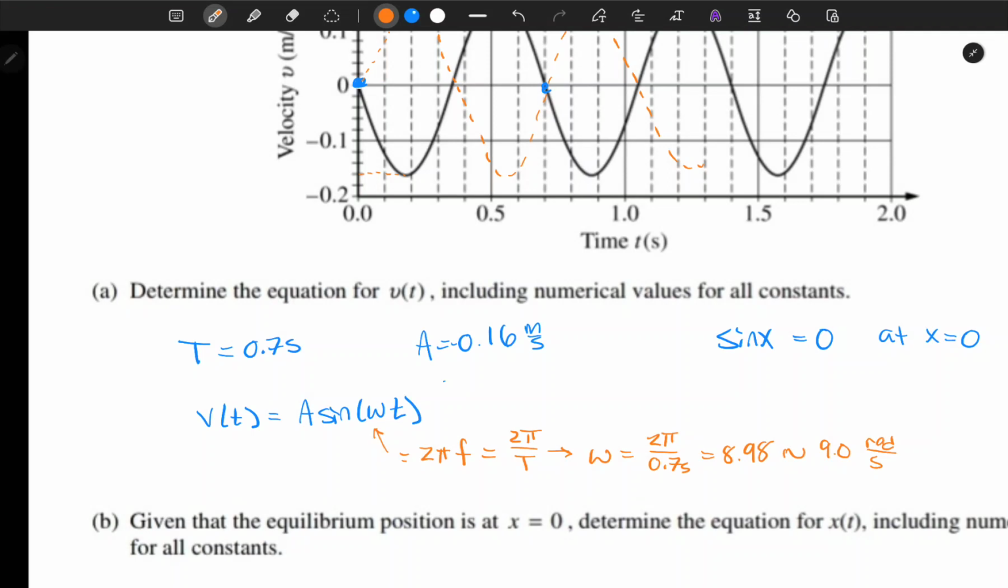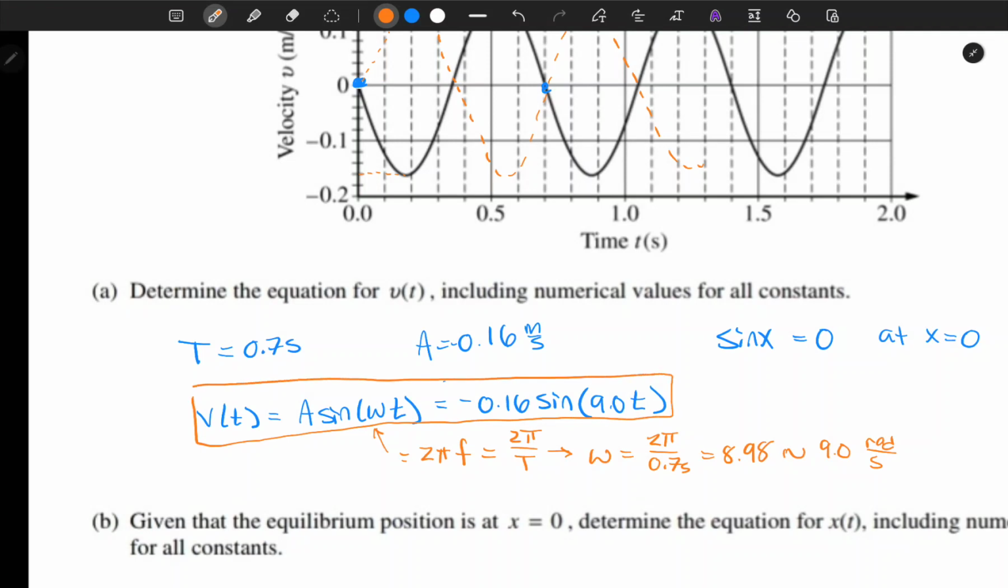Then, proceeding, we see that the velocity v of t is equal to negative 0.16 times the sine of the angular frequency, which here is 9.0 radians per second, times time. So this is the plot of velocity as a function of time.